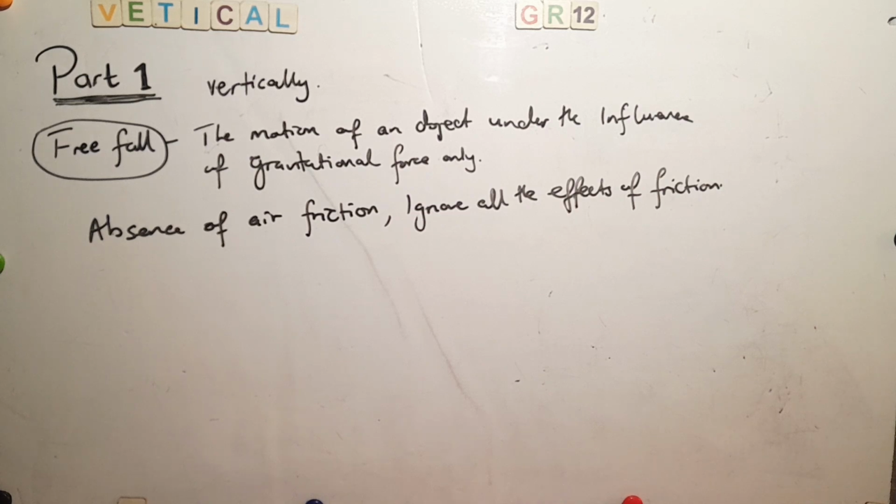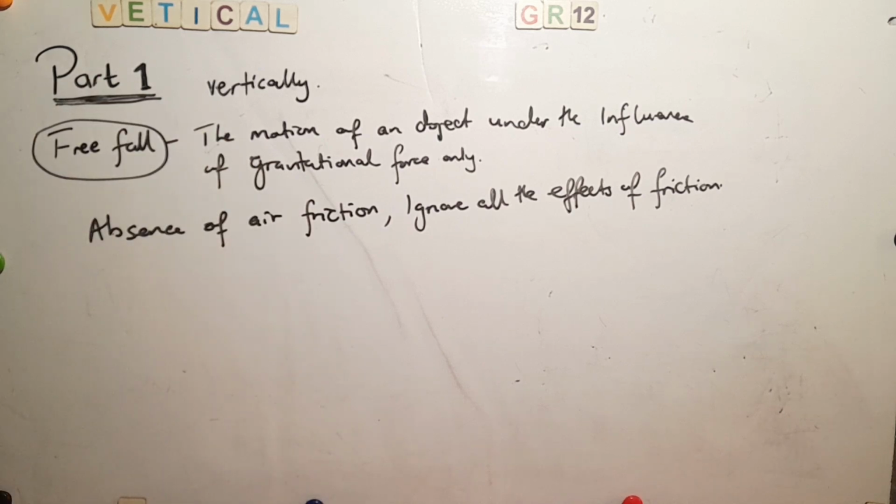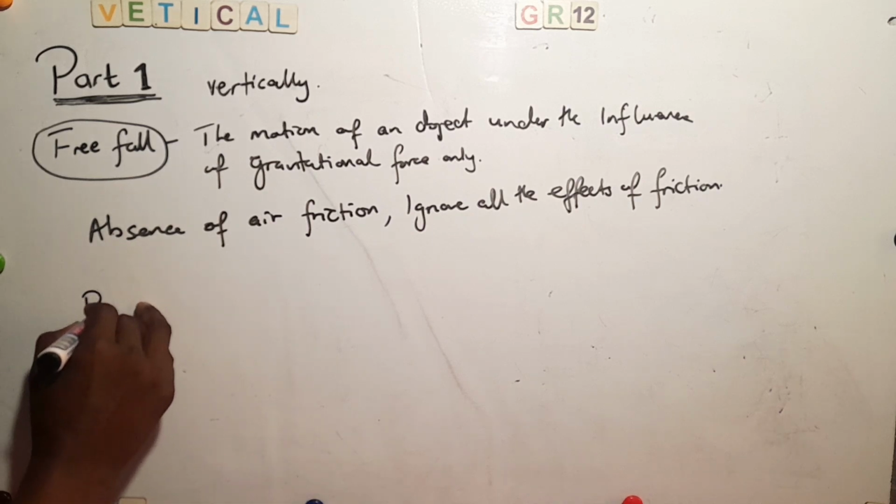Since I said that vertical projectile doesn't have much content, it means that this small content that I'm going to give you, you have to understand very well, since you'll be tested on this a lot. So if the motion is called free fall, then the object that is moving under free fall is called a projectile.